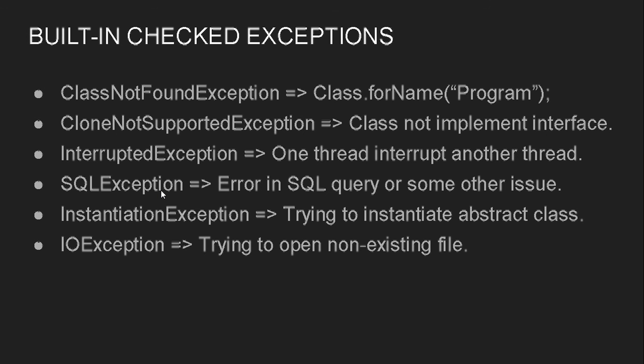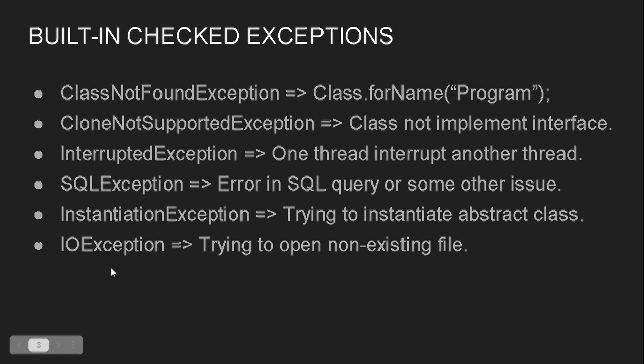So this particular instantiation exception is going to occur when you are trying to instantiate or create the object of an abstract class. Now, you already know that we cannot instantiate an abstract class, right? So if you are trying to instantiate an abstract class by using the concept of reflection, then it is going to throw this particular exception.